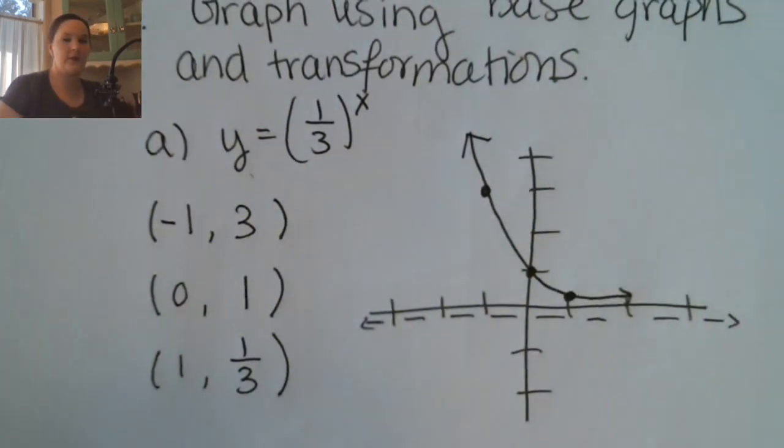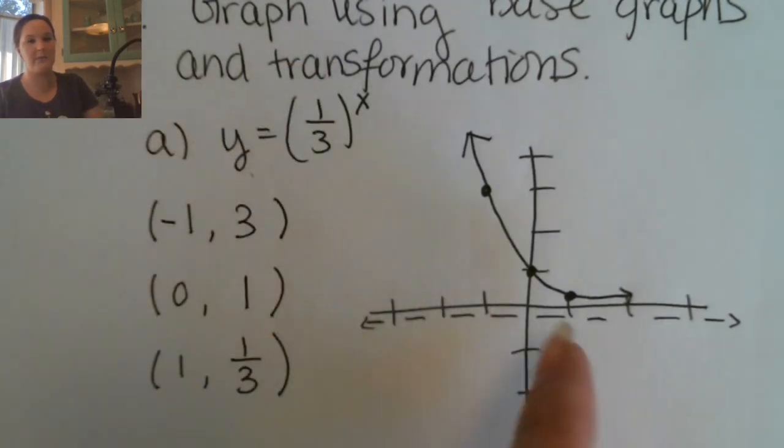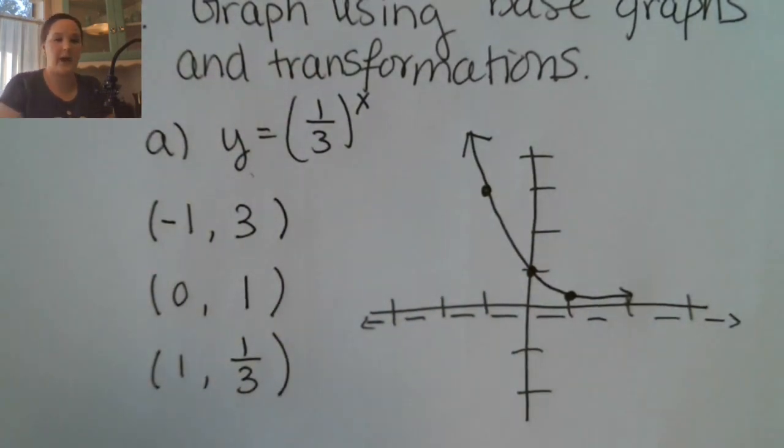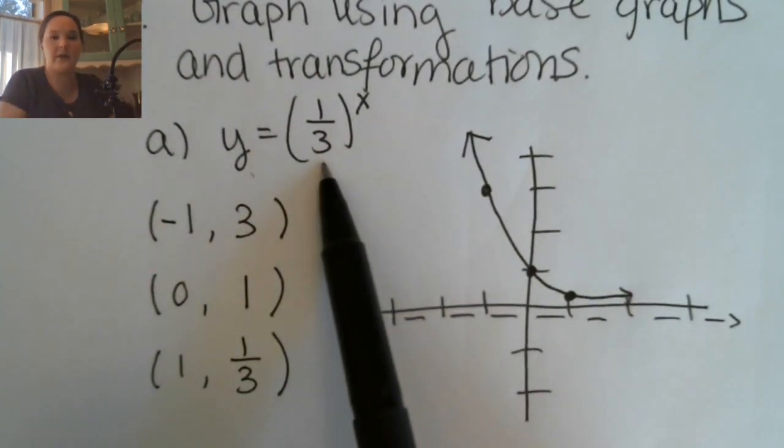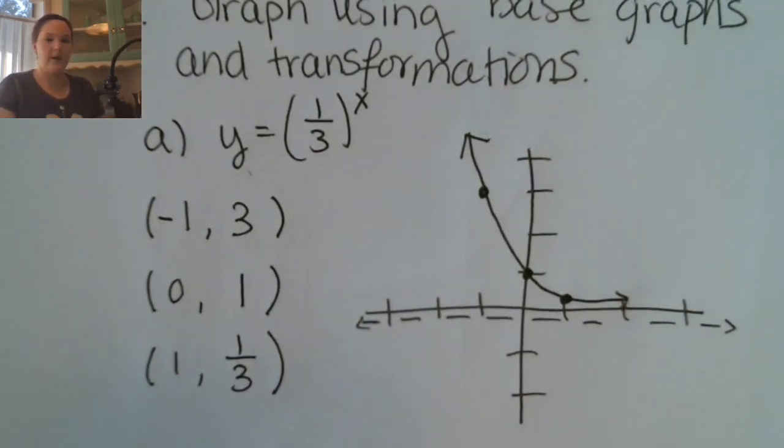Now you can see this is exponential decay, right? The graph is getting smaller as you move from left to right. That's because the base 1/3 is less than 1. All right, so now that we have our base graph, let's look at some transformations.